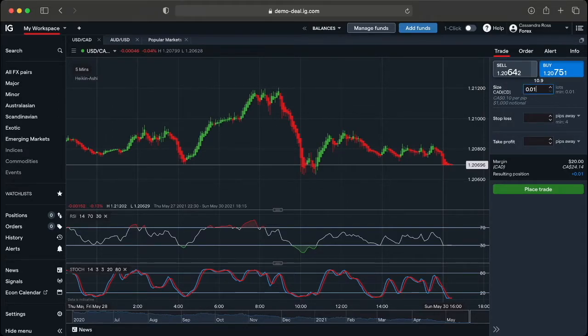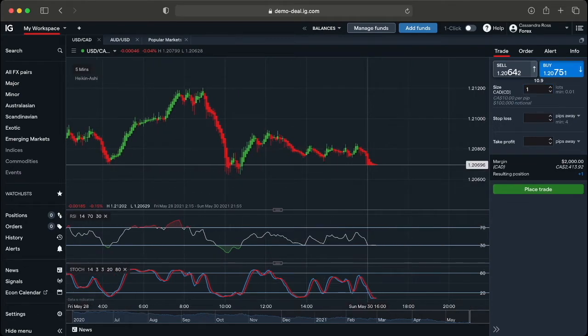Now, besides the micro lot, there is one more that IG Forex doesn't support yet. They may in the future. It is the nano lot, and basically that one is 0.001, and that one is worth 100 units per nano lot. Right here, I just like leaving it on 1 as is.